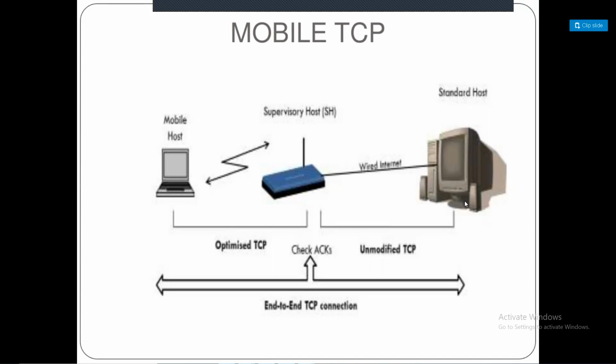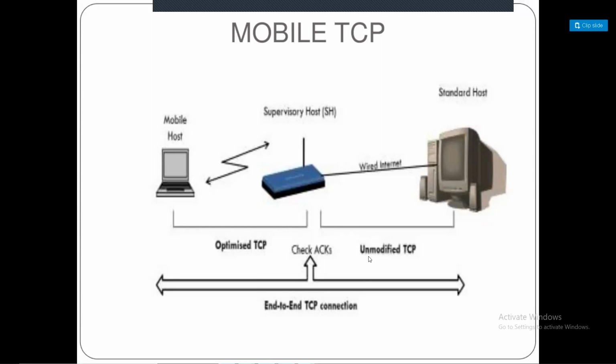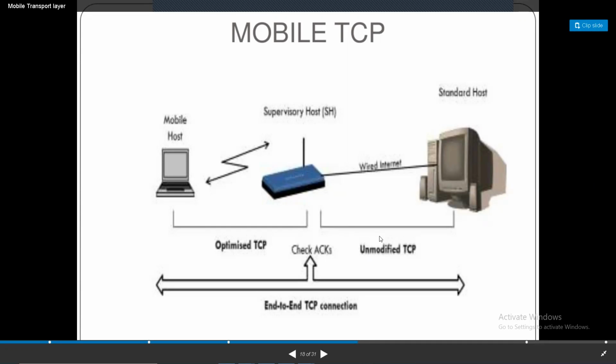Here the TCP connection is divided into two parts, and end-to-end semantics are still possible. The link is directly between the standard host and the mobile host, so an end-to-end TCP connection is there. But the TCP connection is divided into two parts. Listen carefully. One is optimized TCP, between the mobile host and the supervisory host. The second is unmodified TCP, between the supervisory host and the standard host.